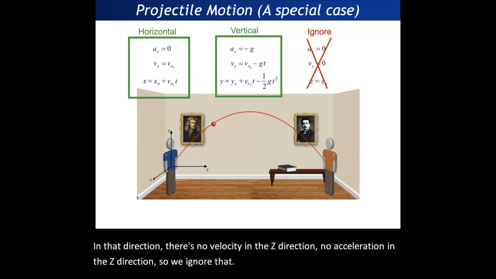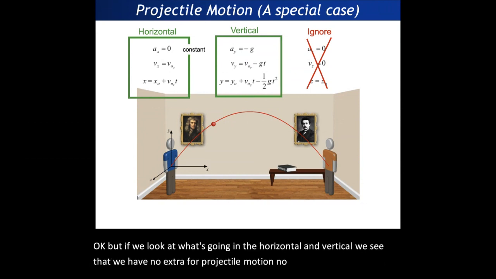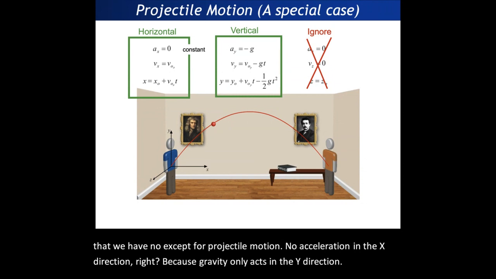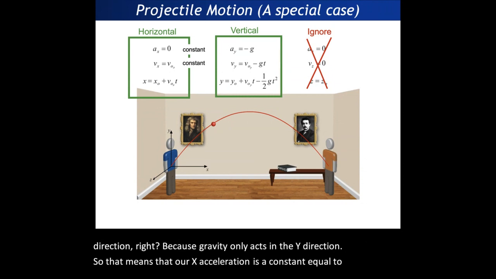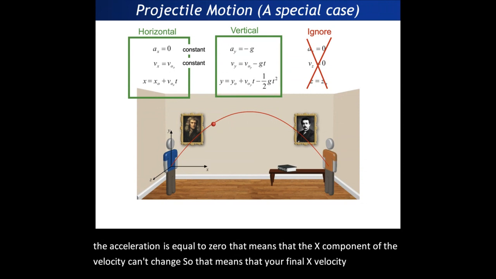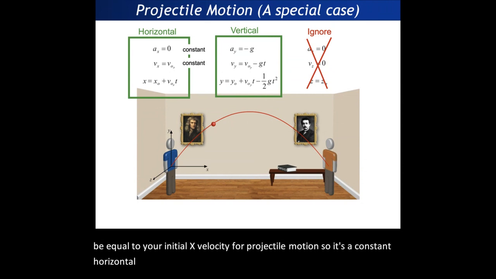If we look at what's going on in the horizontal and the vertical, for projectile motion we have no acceleration in the x direction, because gravity only acts in the y direction. So our x acceleration is a constant equal to 0. And since the acceleration is 0, the x component of velocity can't change. Your final x velocity will always be equal to your initial x velocity for projectile motion. So the horizontal velocity is a constant of the motion.